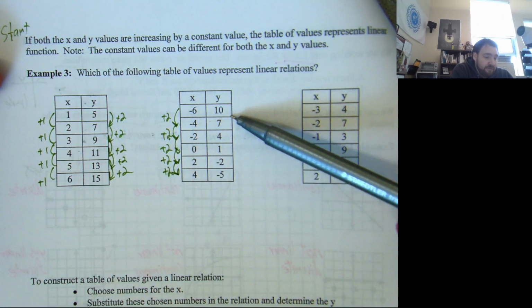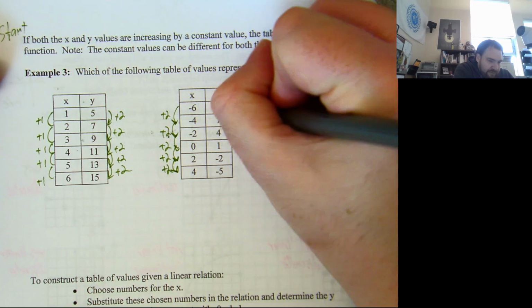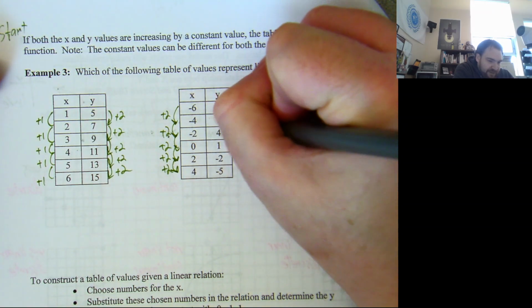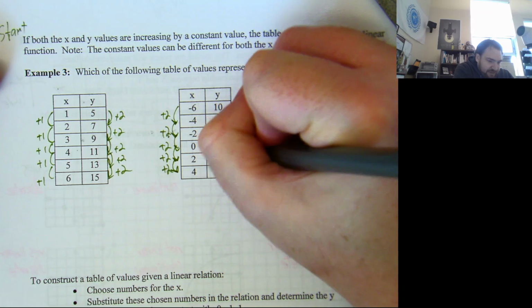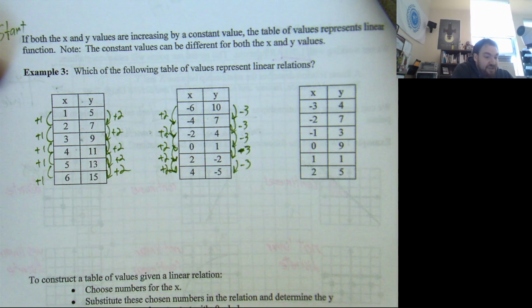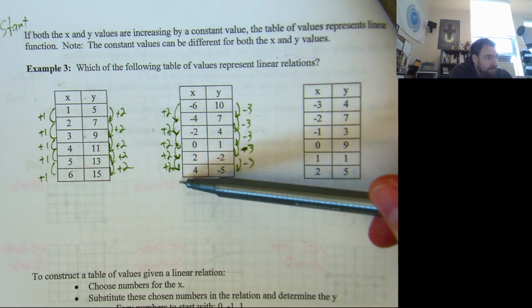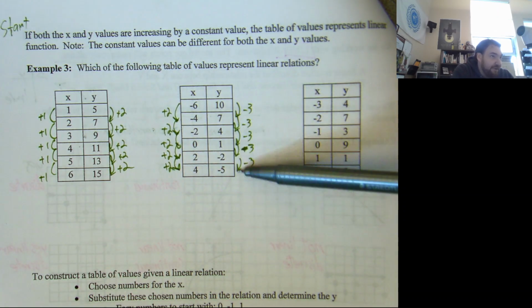And on this side, what's happening with the y's? Down by 3. -3, -3, -3, -3, -3. So linear. You're jumping by the same amount every time and jumping by the same amount every time.